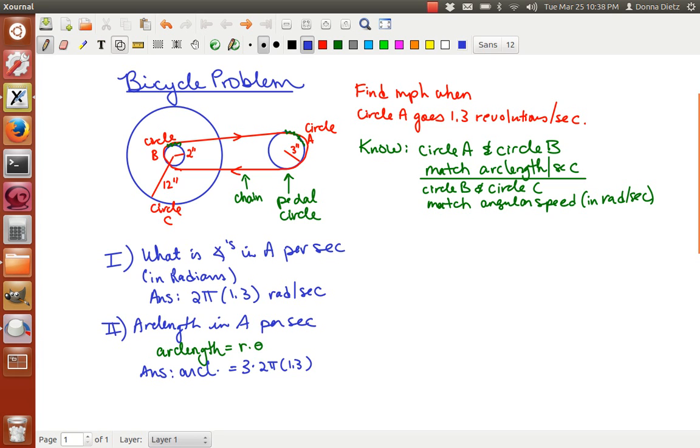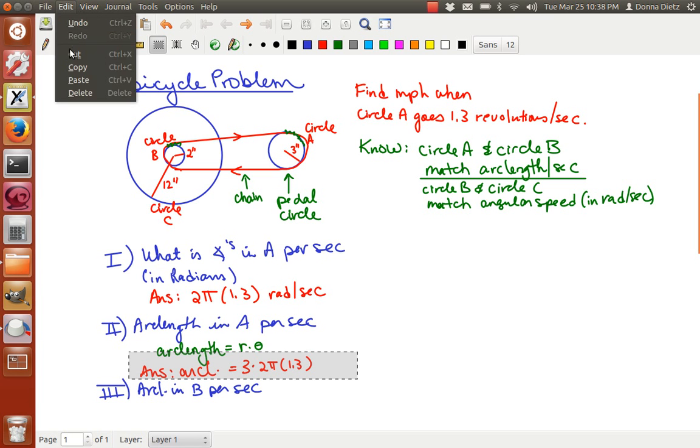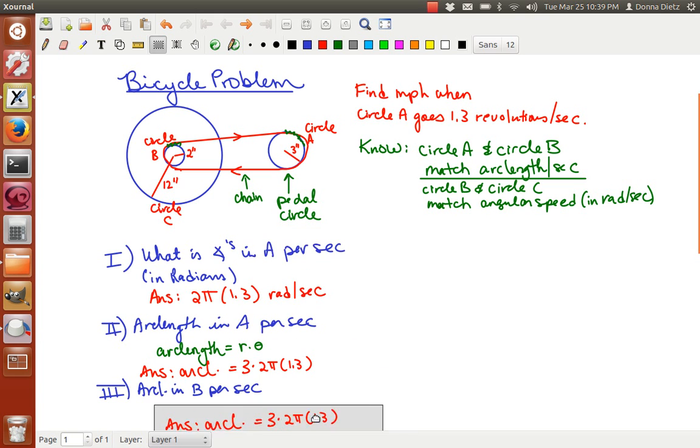And now we want to ask the third question. And that's arc length in circle B per second. Okay, and this time all we have to do, so let me color code these things. Here's the answer to this question. There we go. And here's the answer to this question. Maybe if I can highlight it. Okay, so what's great is because we have this match in circle A and circle B, they have to have the same arc length. So I just grab this answer directly out of here, and there we go. We've got it. Because they're matched. Okay, now we go to question 4.